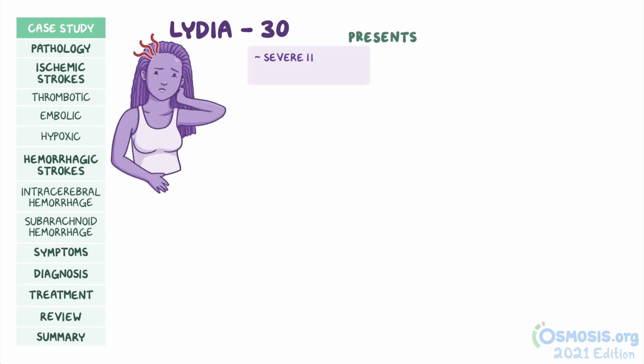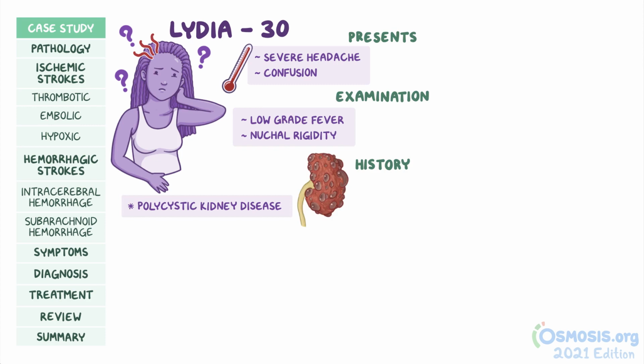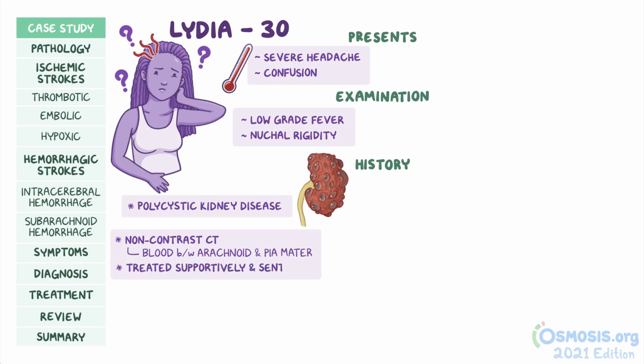At the emergency department, 30-year-old Lydia presents with severe headache and confusion. Clinical examination reveals low-grade fever and nuchal rigidity. Past medical history reveals she has polycystic kidney disease. Non-contrast CT reveals blood between the arachnoid and the pia mater. Lydia is treated supportively and sent home.